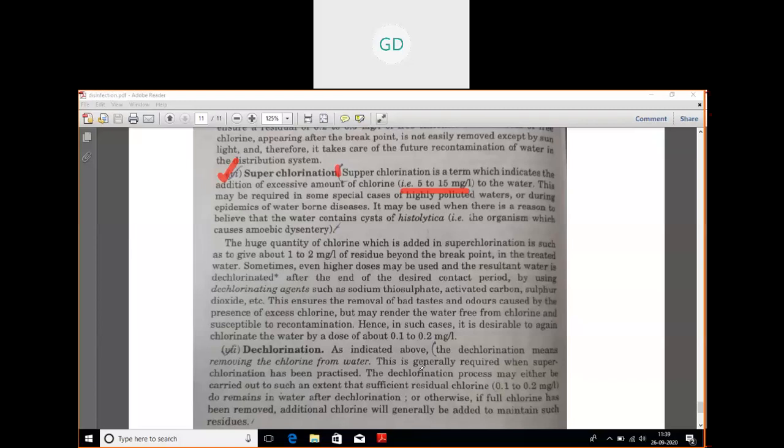A huge quantity of chlorine is added in superchlorination to restore beyond the breakpoint. Okay, this much only you write down. Up to here, if you write down, then it's fine.